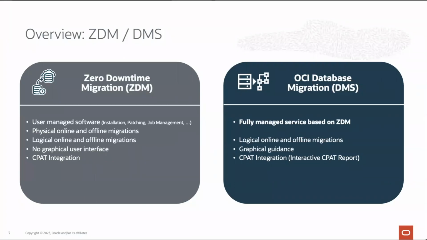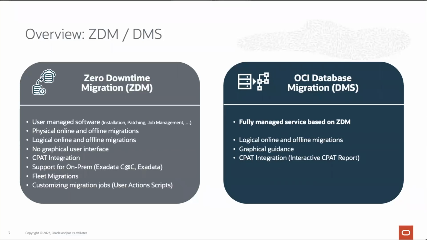So for example, if we migrate a database to Autonomous and we want to find out if the source database maybe is using some features that are not available on Autonomous or just available in a limited function on Autonomous. For that, we use CPAT. And both tools have a really, really nice integration of CPAT. And especially DMS gives you interactive CPAT reports. And I will show you in a few minutes how that looks like.